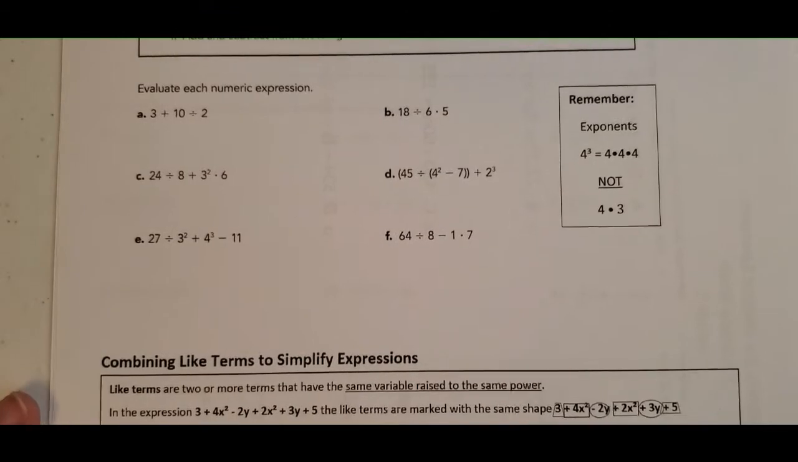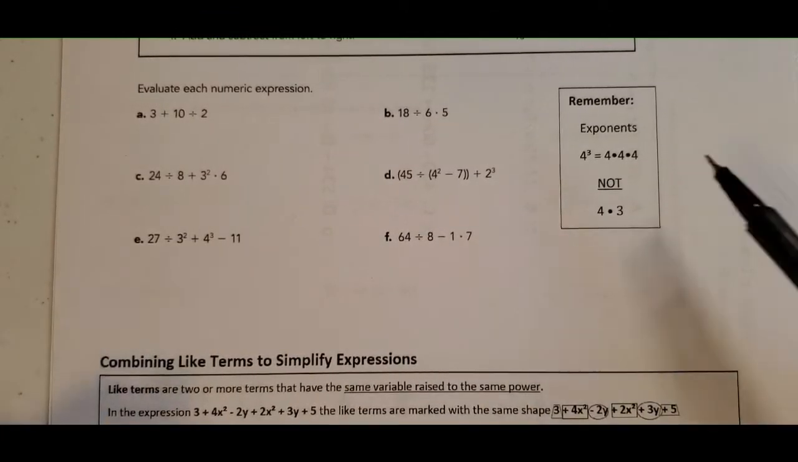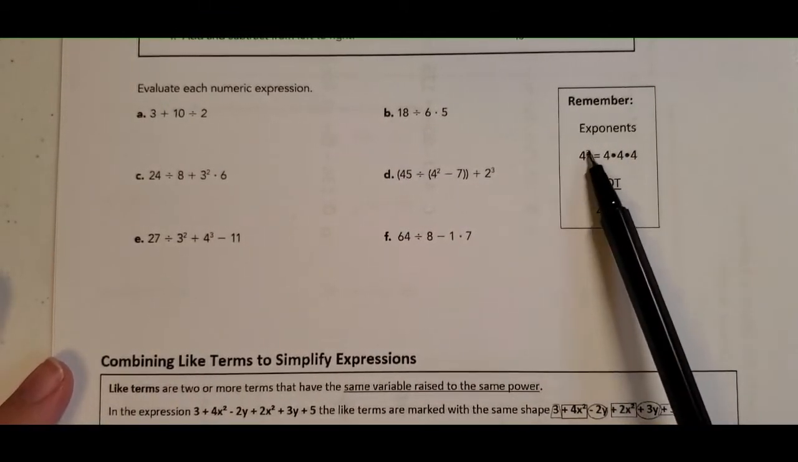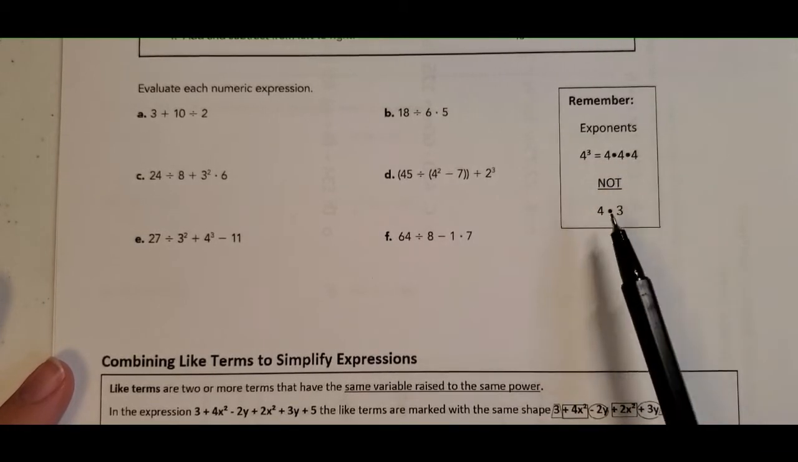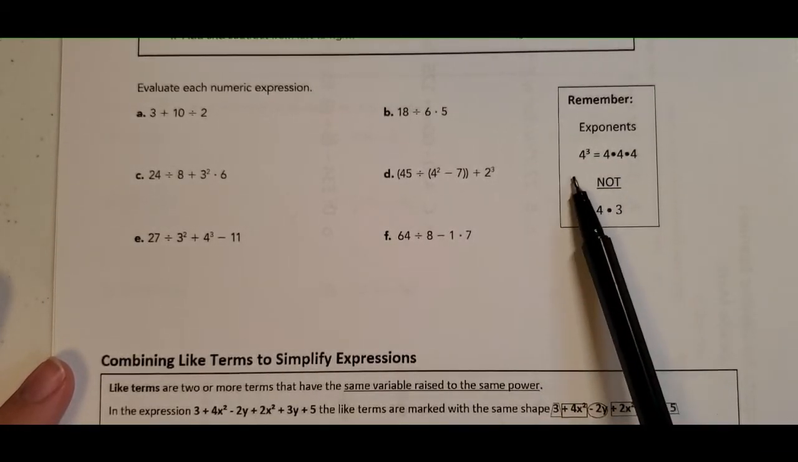So let's look at A. Before we get started, remember exponents: 4 to the third means 4 times 4 times 4, not 4 times 3. So just remember your exponent rules.